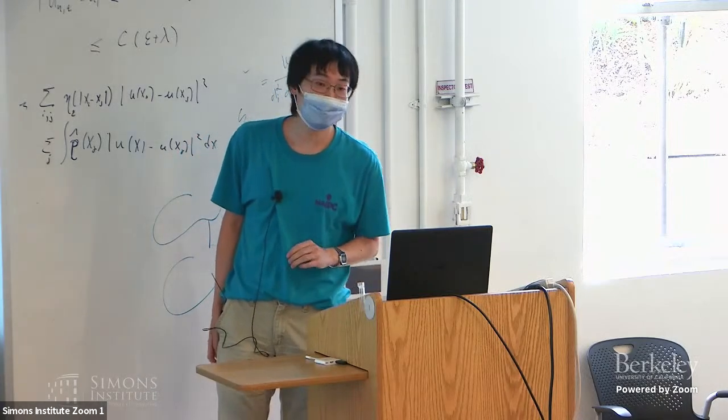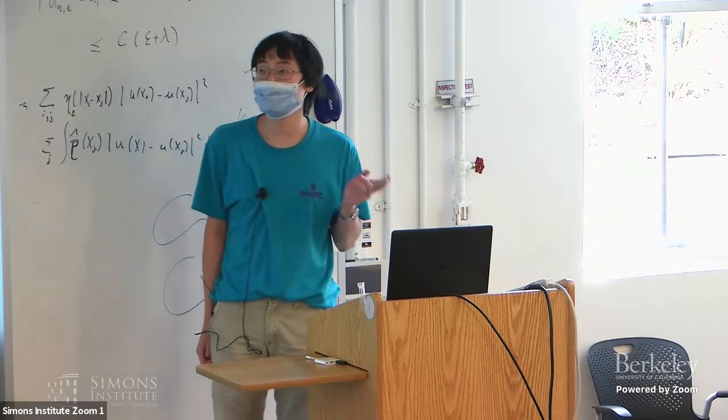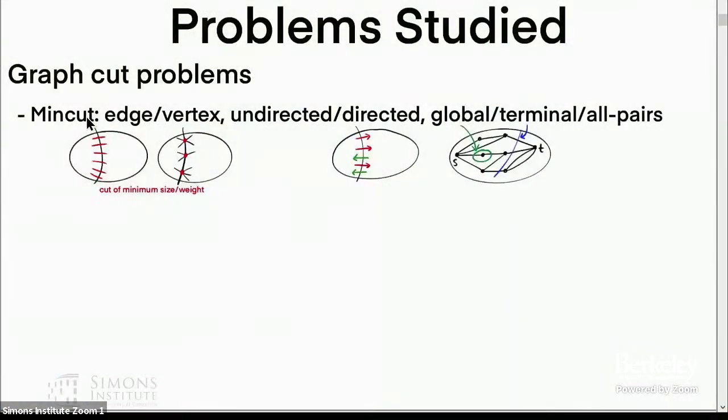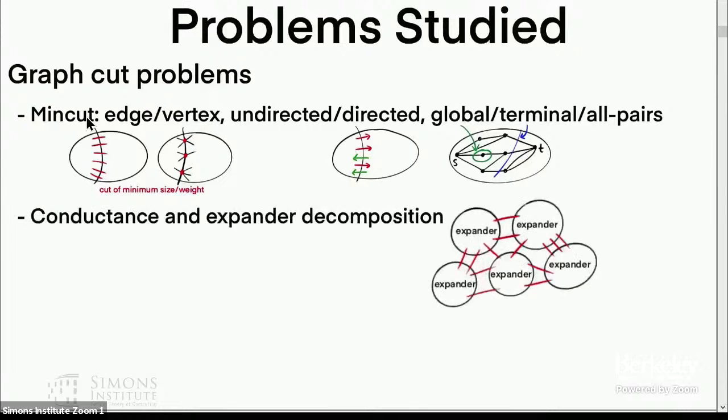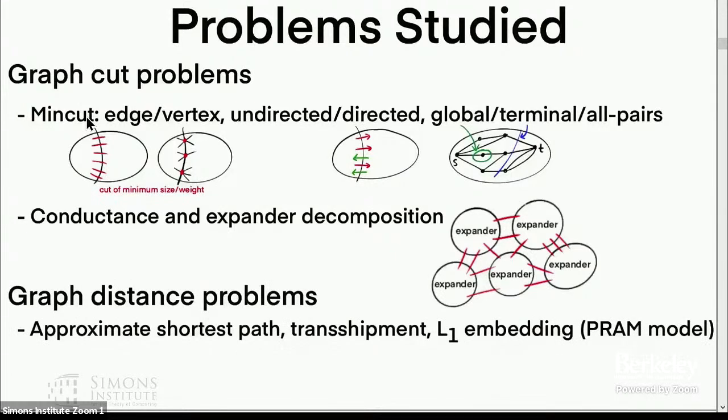In this talk, we'll be considering a bunch of fundamental classic graph problems. For example, graph cut problems like min cut, and all types of variants of min cut problems. Also some special graph theory problems like conductance and expanders. And we'll briefly look at some graph distance problems like shortest path. Of course, shortest path is easy sequentially, so we're looking at shortest path in parallel and problems of similar flavor.